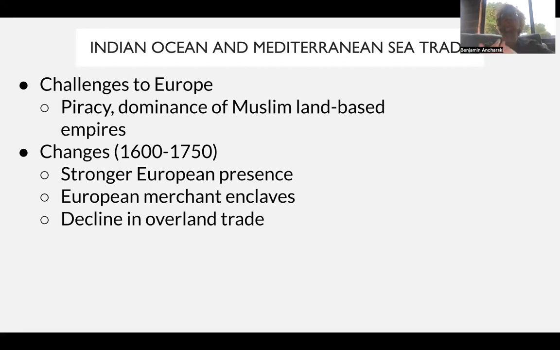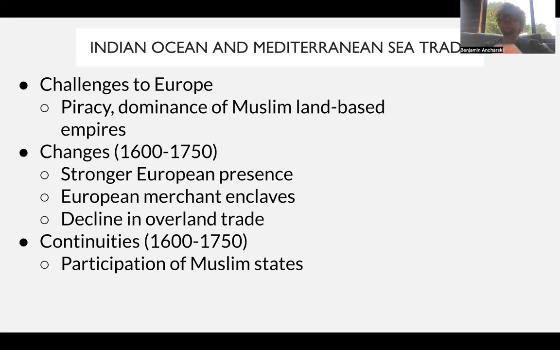We are going to see the building of European merchant enclaves, both within Asia and Africa, I should say. And generally, a big change that's going on is the decline of overland trade networks. In terms of continuities, however, we do still see the continued participation of Muslim states. We're going to look at that a little bit today in terms of West Africa. But we also see that, of course, in the Indian Ocean, as we discussed earlier.